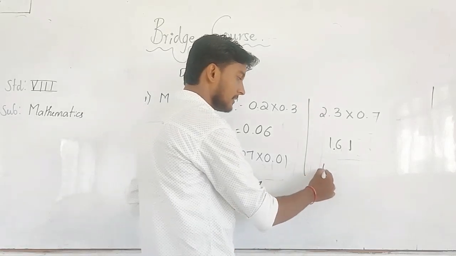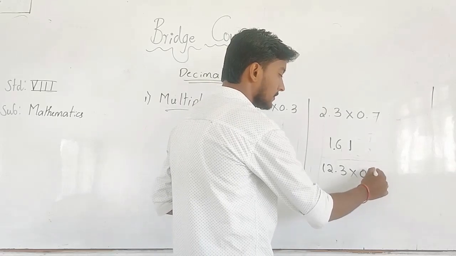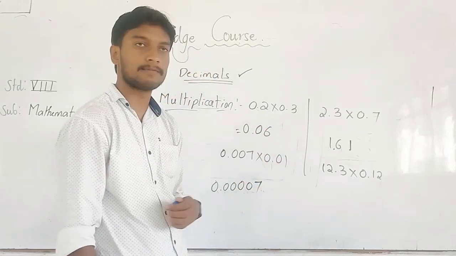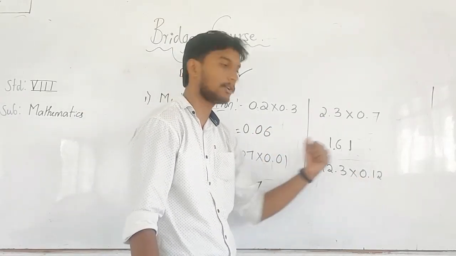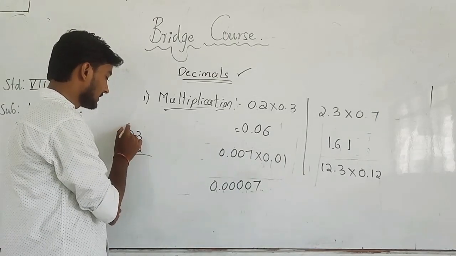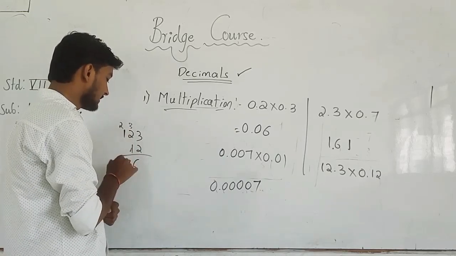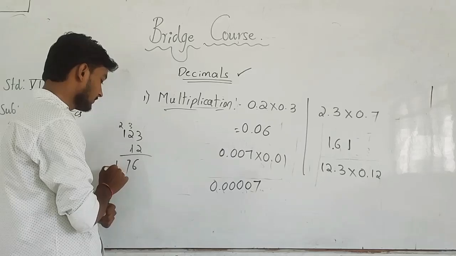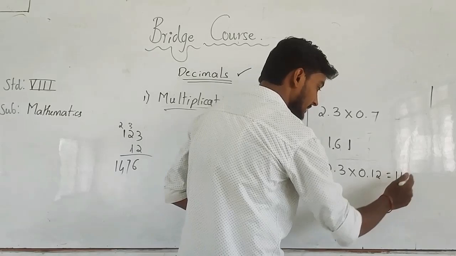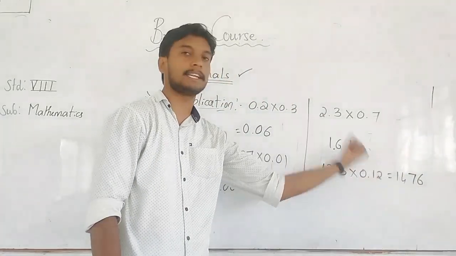One more example. 12.3 into 0.12. If you want to make the product of these, just take 123 and 12. So somewhat more work you have to do. 123 times 12: 12 3s are 36, 3 carry. 12 2s are 24 plus 3 is 27. 12 1s are 12 plus 2 is 14. 1476. 1476 you are getting as the product of 123 and 12.